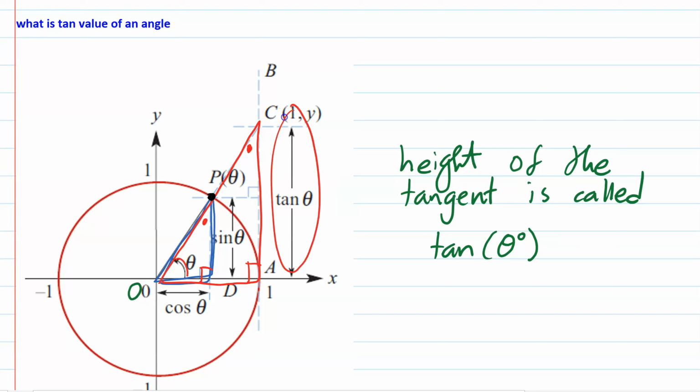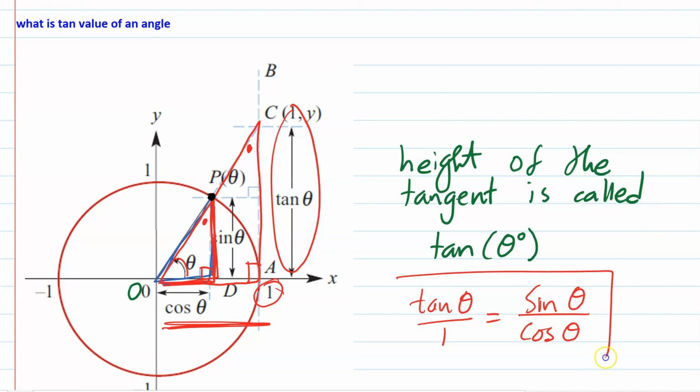The height here, tan theta, divided by the full length, which is 1. See the full length here for the bigger triangle. Tan theta divided by 1. So the ratio between the length of these sides is exactly the same as the ratios here. What is the height here? We define that as sine. The length here is defined as cos.